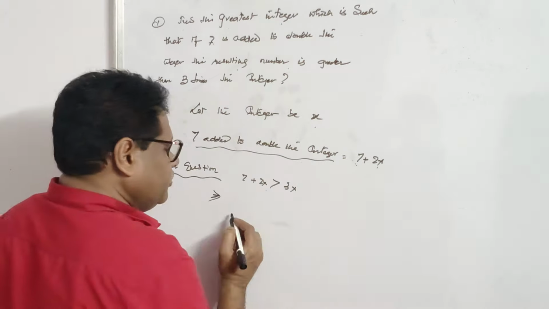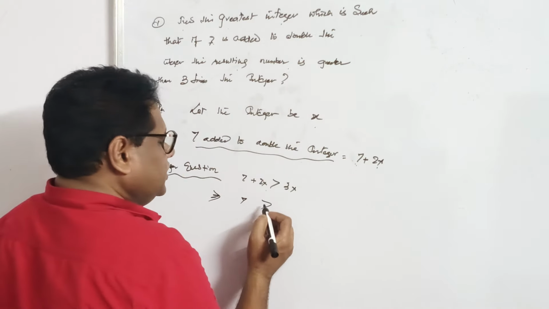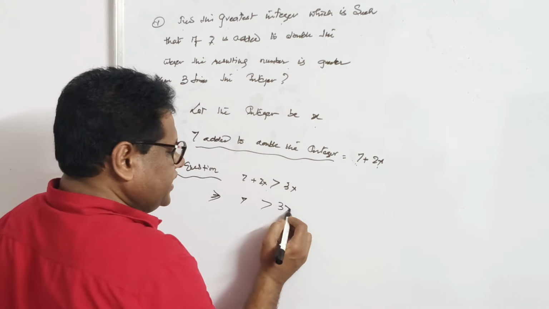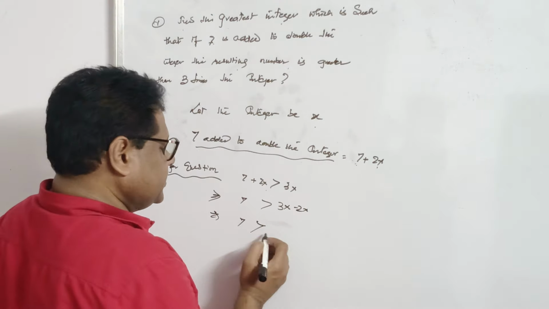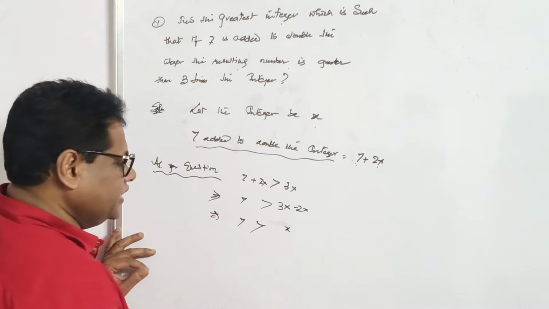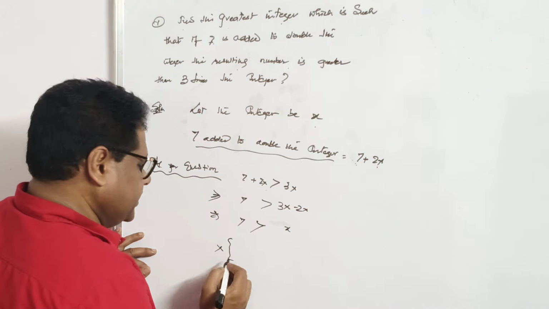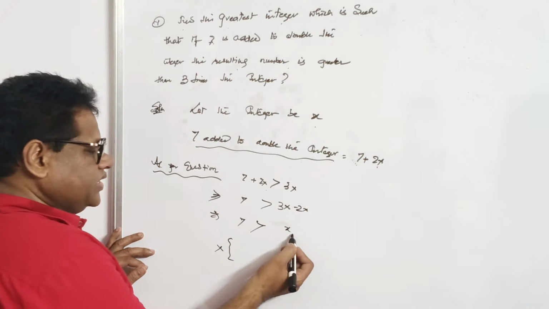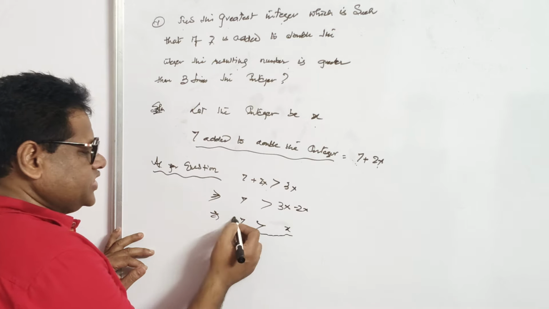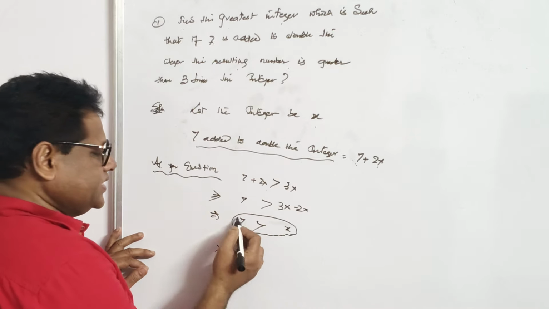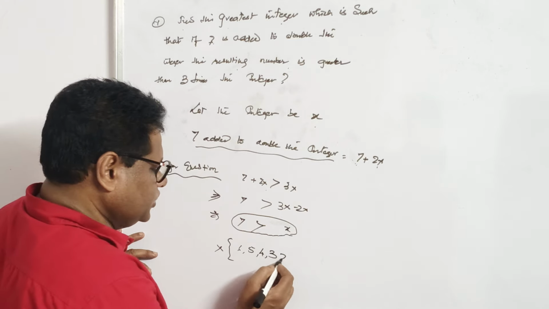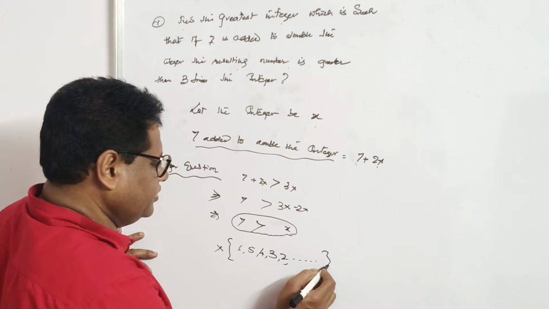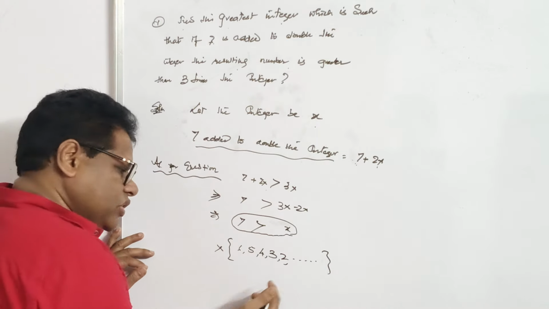Now when you solve this equation, the number 2x shifts to the right hand side because x has to be positive always. This means 7 is greater than x. Because we have taken integers, you have to write the integers which satisfy this statement. x less than 7 means you are going to write 6, 5, 4, 3, 2, and so on, because integers come on the negative side also.